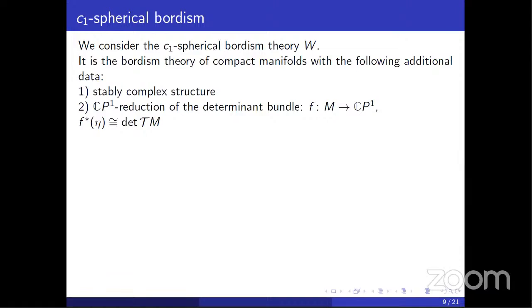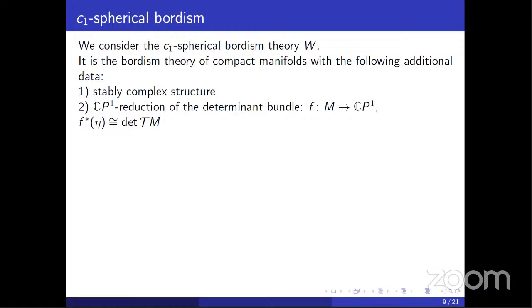That is, in general, the determinant line bundle is classified by a map to CP infinity, and a CP1 reduction is a map to CP1, which also classifies the determinant bundle if it exists, of course. And for example, a CP0 reduction is just a trivialization, and the trivialization of the determinant bundle is equivalent to an SU structure, and hence it's a natural generalization of an SU structure.